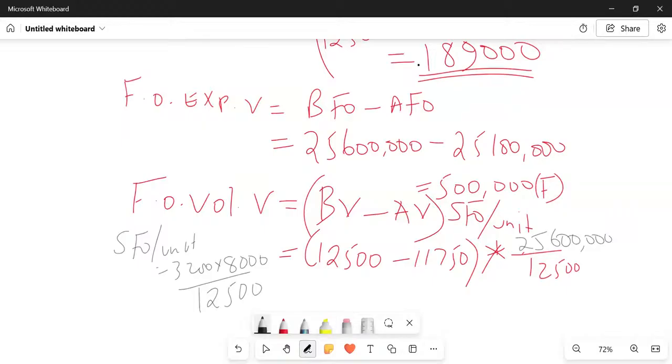And again, remember that fixed overhead volume variance is exceptional. So I should be able to get what here at the end of the day? 15,36,000. Adverse or favorable? Do you remember that this is exceptional? So adverse.